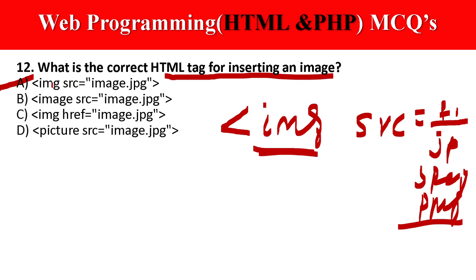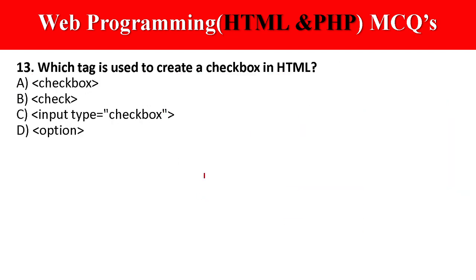There is the img element, src is the source, and then this is the syntax. This is the file name, the image file name, and then the file extension for the image file, a jpeg type of file extension. So A is the correct answer.